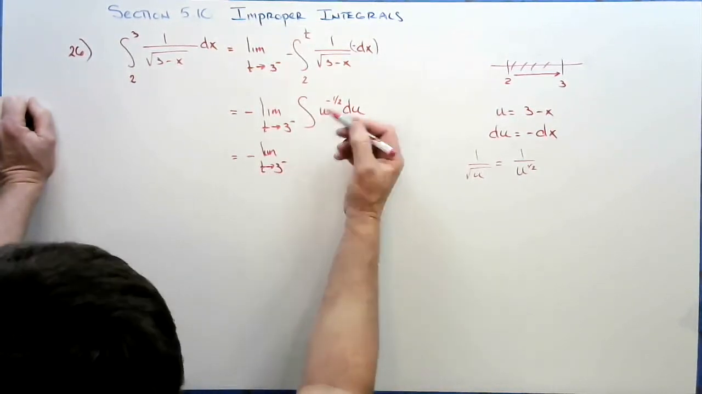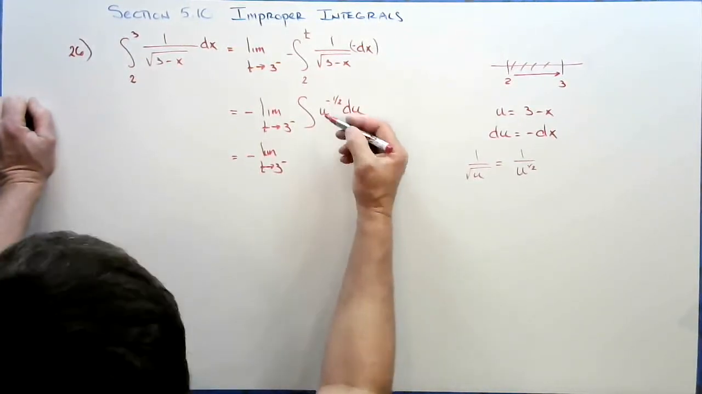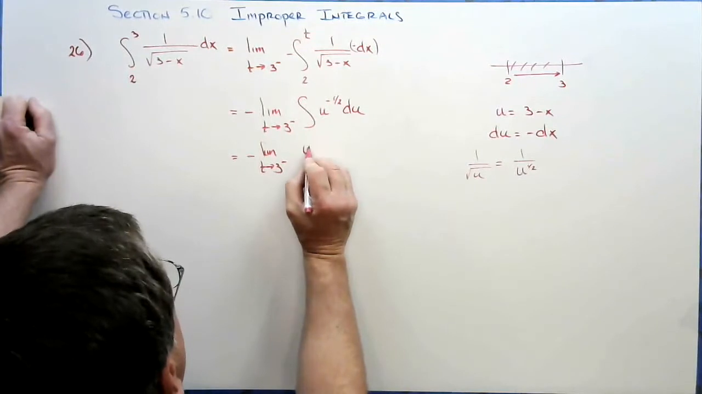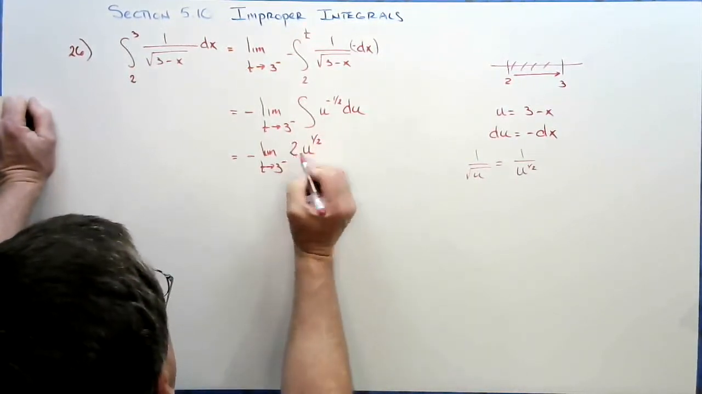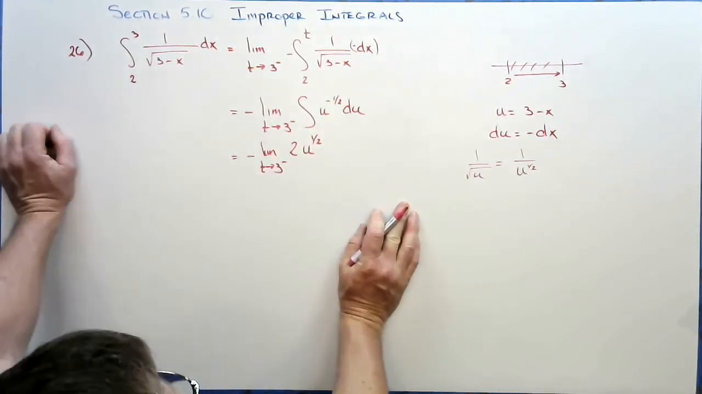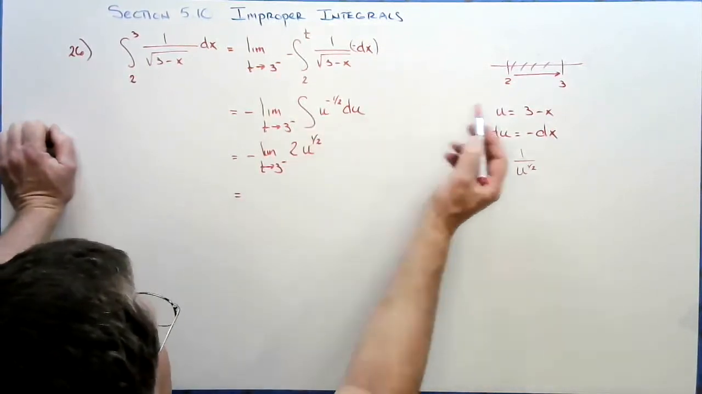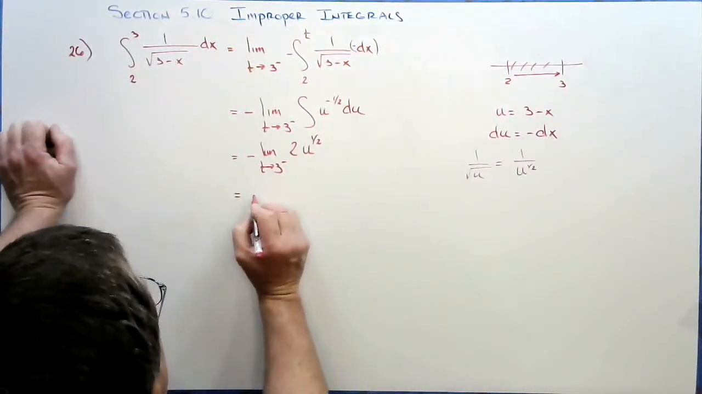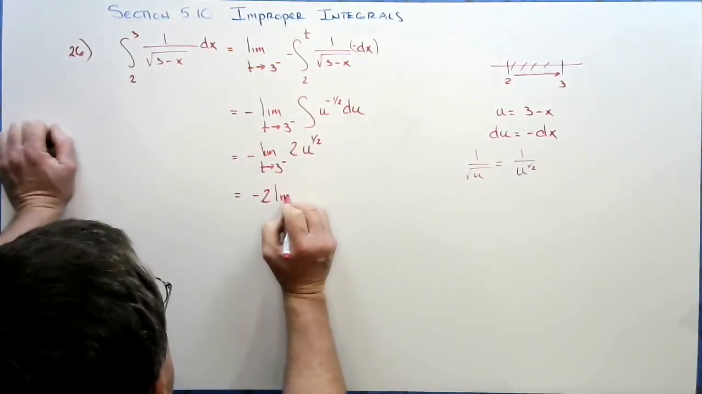The integral of this, we add 1 and divide. We add 1 and divide. So u to the negative 1/2 plus 1 is going to be u to the positive 1/2. We divide by a half, which is the same as multiplying by 2. Dividing by a half, we multiply by the reciprocal. And so now when we plug back in our value for u, we can put the 2, that's a constant, out in front.